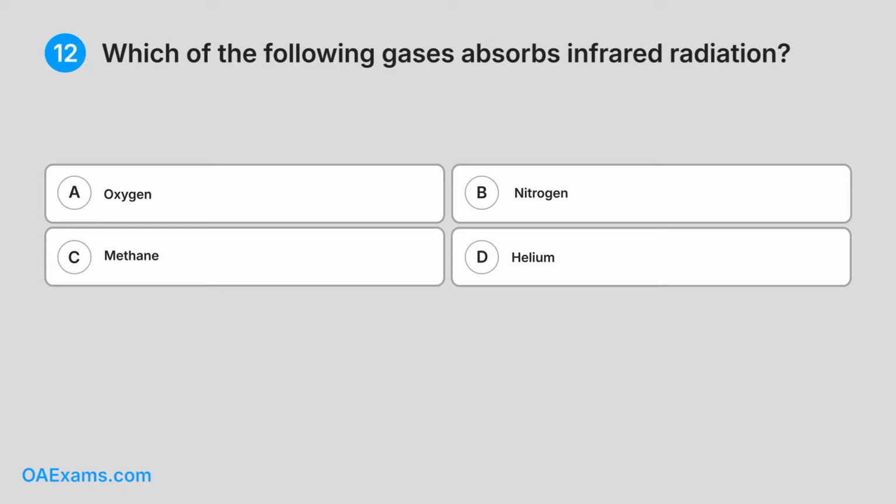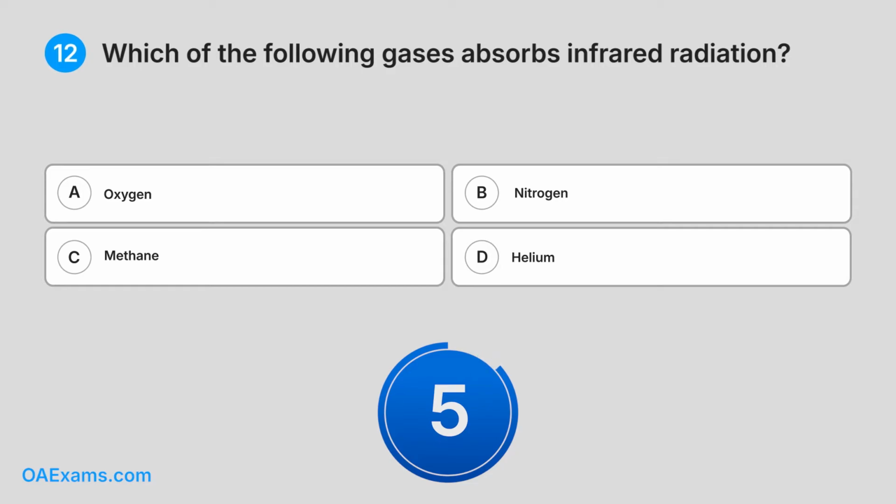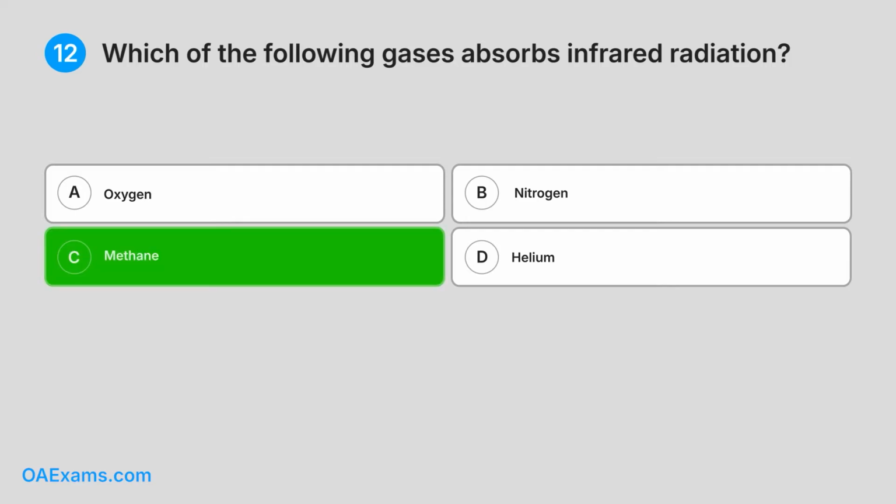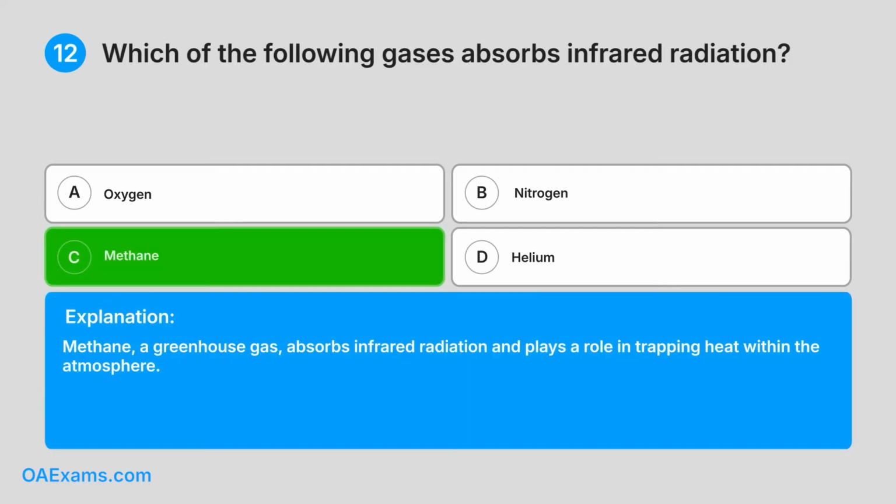A. Oxygen. B. Nitrogen. C. Methane. D. Helium. Do you know the answer? Correct answer. C. Methane. Explanation. Methane, a greenhouse gas, absorbs infrared radiation and plays a role in trapping heat within the atmosphere.